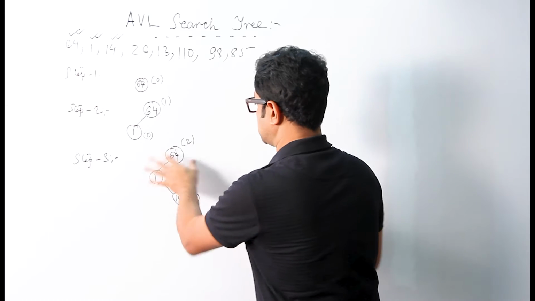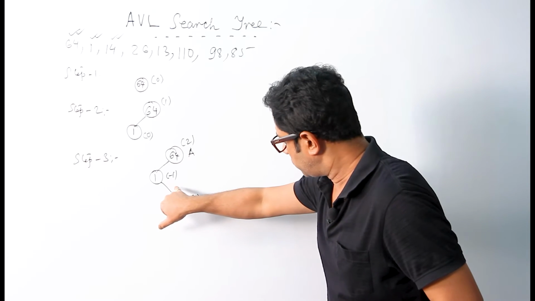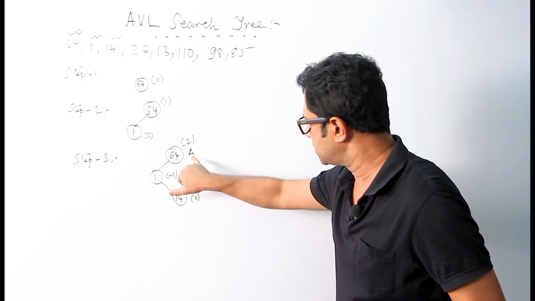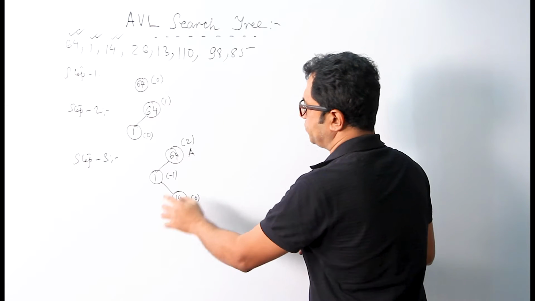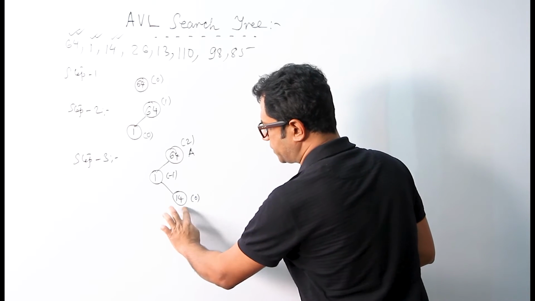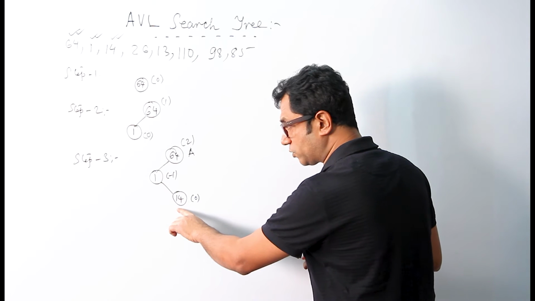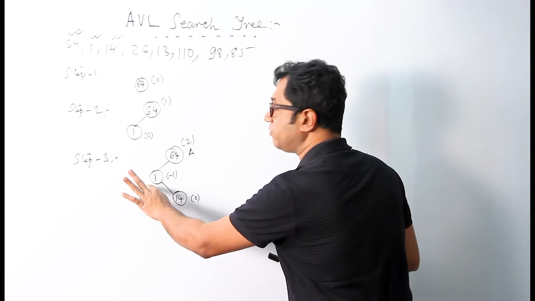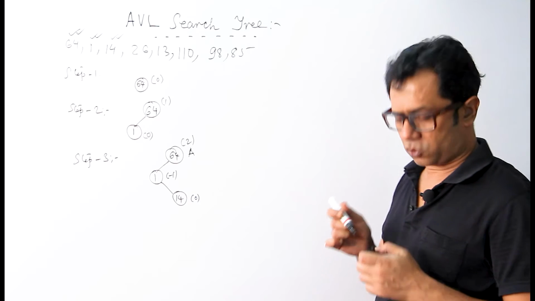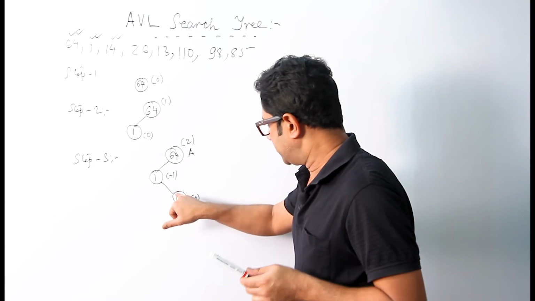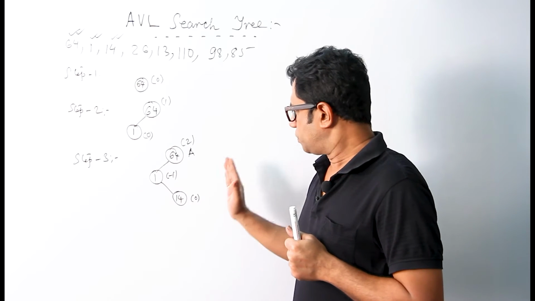So this should be considered node A. Now see in what position 14 has been inserted with respect to node A. It has been inserted on the right subtree of the left subtree of node A. Right subtree of the left subtree of node A means we have to perform the LR rotation. That is, if the newly inserted node is on the right subtree of the left subtree of node A, then we should perform the LR rotation.